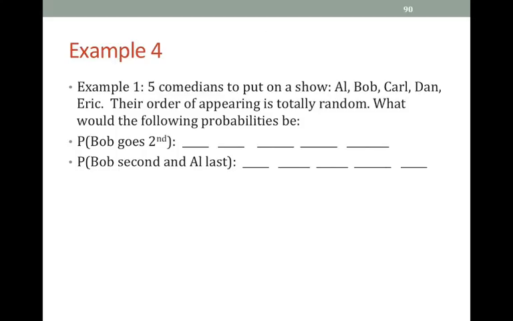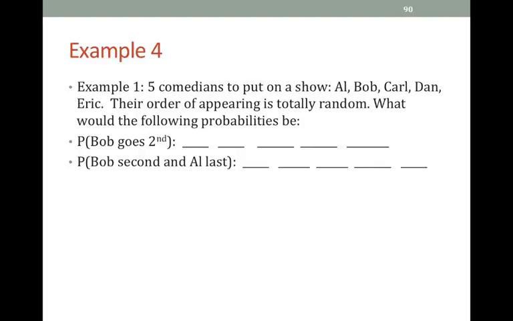All right, now this is an interesting problem. There are 5 comedians to put on a show: Al, Bob, Carl, Dan, and Eric, A, B, C, D, and E. Their order of appearance is totally random. What would be the following probabilities? Okay, the first one is the probability that Bob goes second. We need to figure out all the favorable outcomes that include Bob going second.